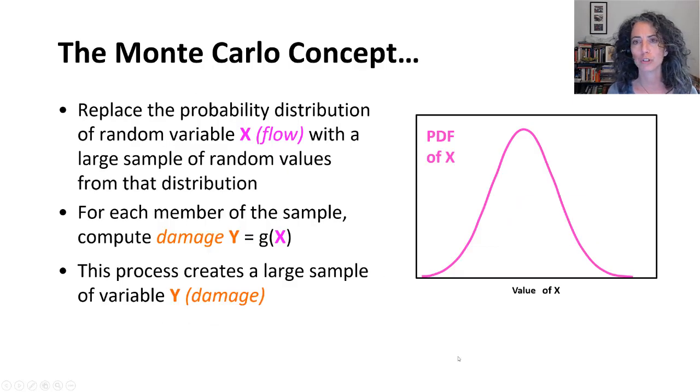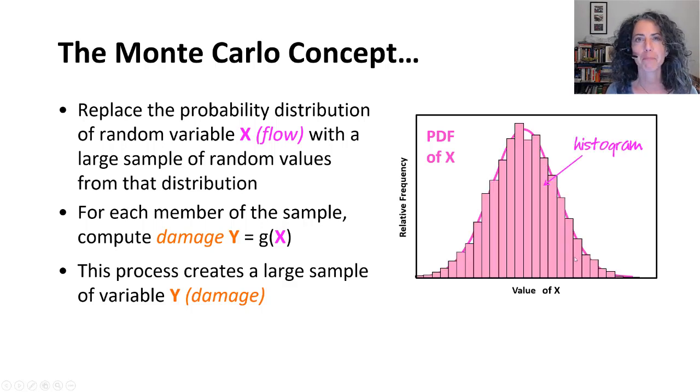So what we're going to do is replace the probability distribution of random variable x with a large sample of random values from it, right? So if this is the distribution of x, this histogram represents my large sample of values from x. And the histogram is doing a nice job of replacing that PDF of x, because we have a large enough sample.